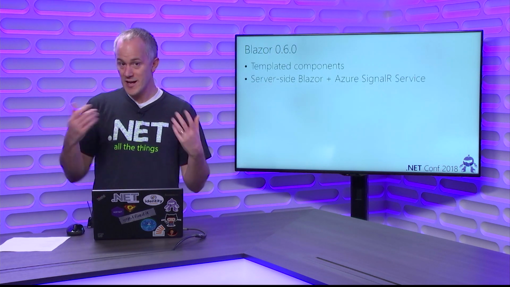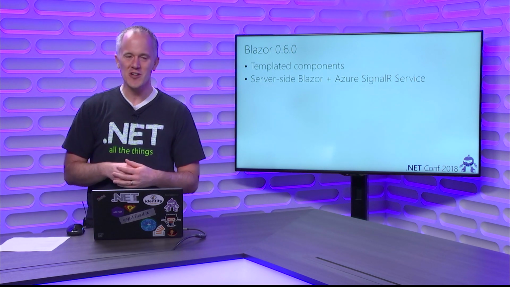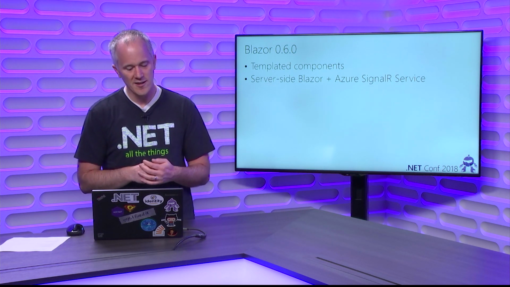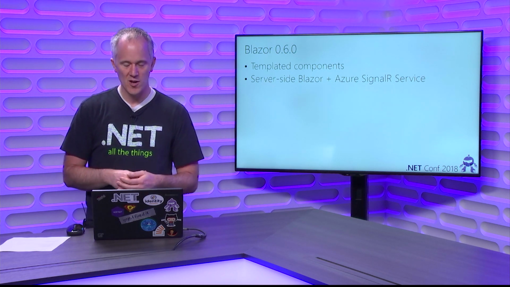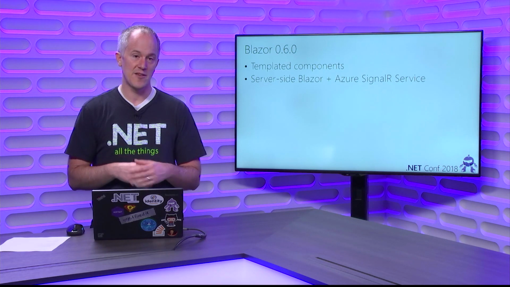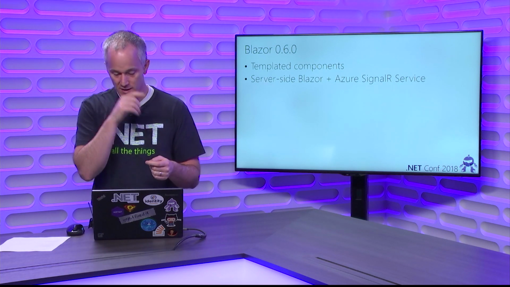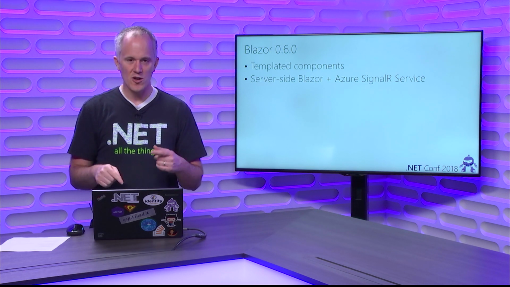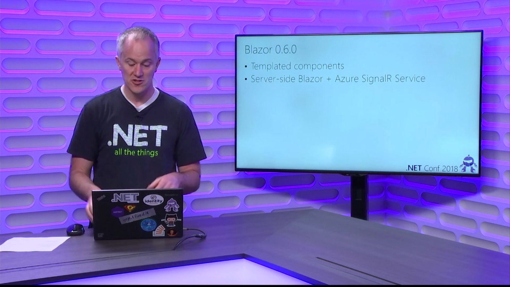Great. Well, what else is new? Well, we're not stopping. We still continue to work on Blazor. Blazor 0.6 is the next release that we're working on. We have new features that are coming in that release. Templated components is one, where you can write components, like a grid or a list view, that you can specify templates for, so how they render. And then we're also updating the server-side rendered Blazor support so that you can integrate with the Azure SignalR service.